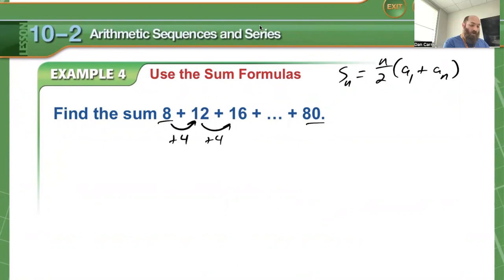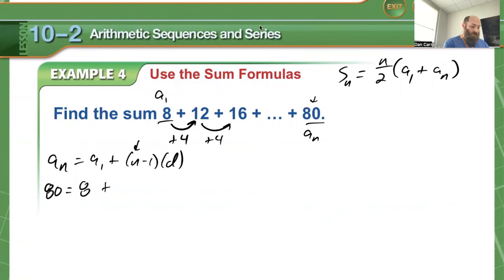Plus 4, plus 4. We know the a sub n, where it ends up, is at 80. That's my a sub n here, and this is my a sub 1. So I can set this up with my formula from before, n minus 1 times d. But now we're going to use this to solve for n. This will be the number of terms. So 80 is equal to 8 plus n minus 1 times 4.